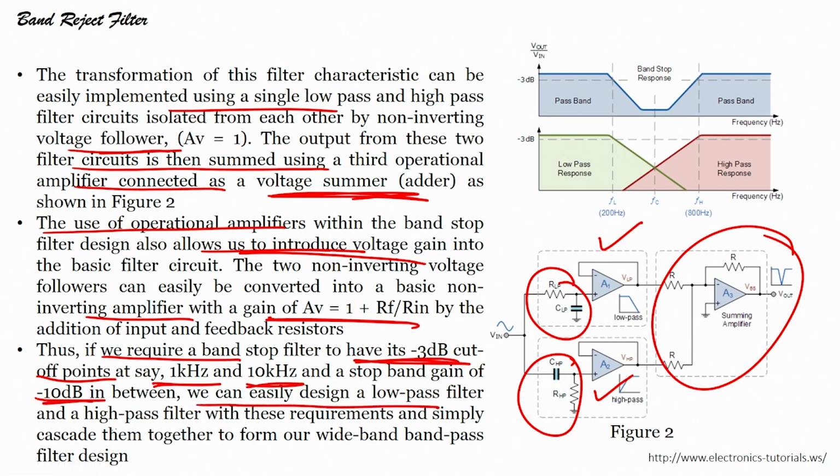We can easily design a low pass filter and a high pass filter with these frequency requirements and simply cascade them together to form a wide band pass filter design. In the same way, if I connect them in a parallel form, I can form the band reject filter design.